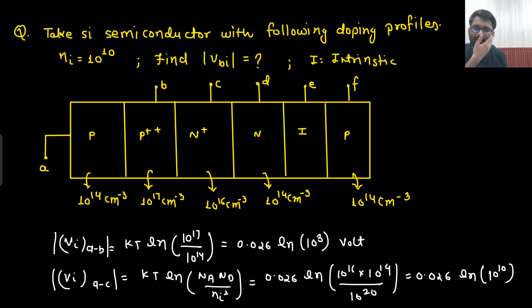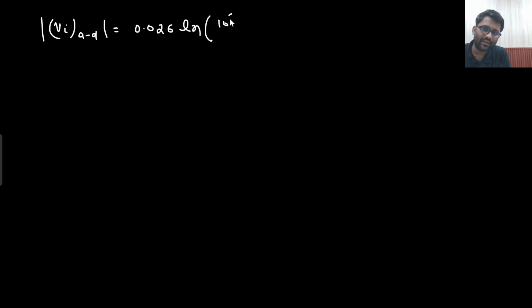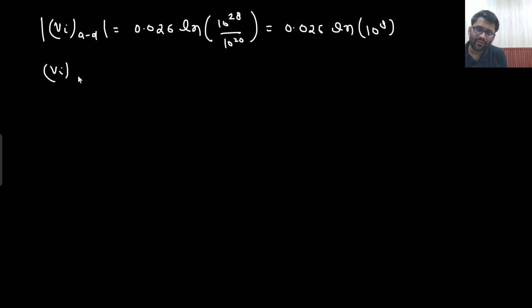Between A and D also you can find out. V built-in between AD, what would that be? KT ln, 0.026. Between A and D, this is N and this is P. So 10 to the power 14 into 10 to the power 14, that would become 10 to the power 28, divided by Ni square, that would be 10 to the power 20. So the answer is 0.026 ln 10 to the power 8. Okay.